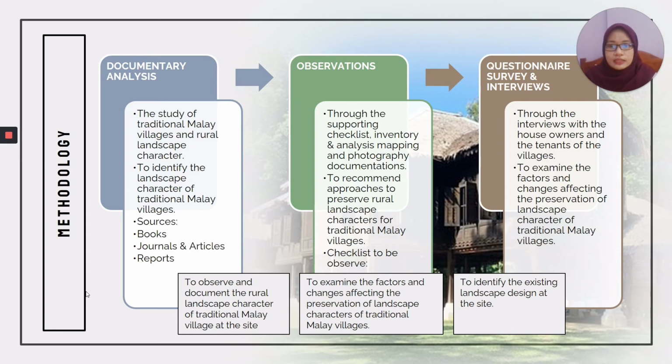There are three categories of method that have been used in this research. The first one is documentary analysis. About 20 reading materials have been reviewed, ranging from articles, journals, books, and reports. This is to study the traditional Malay village and rural landscape character and to identify the landscape character of traditional Malay village. Observation is done through the supporting checklist, inventory and analysis mapping, and photography documentation. It is to recommend approaches to preserve rural landscape character for traditional Malay villages, while questionnaire survey and interviews are done with the house owners and the tenants of the villages. It is to examine the factors and changes affecting the preservation of landscape character of traditional Malay village.